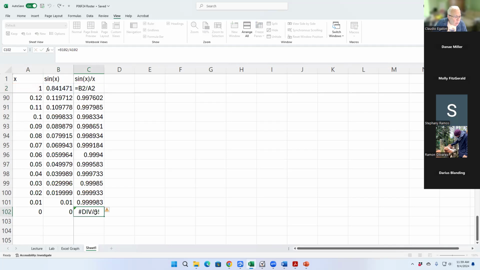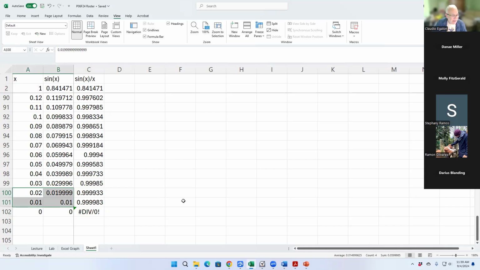And then you can see that it gets very close to 0. Here, it doesn't calculate because Excel doesn't know how to divide 0 by 0. Okay? But Excel knows how to divide those small numbers that are not 0. And you can see that this number is very close to 1. Okay? This number is very close to 1.